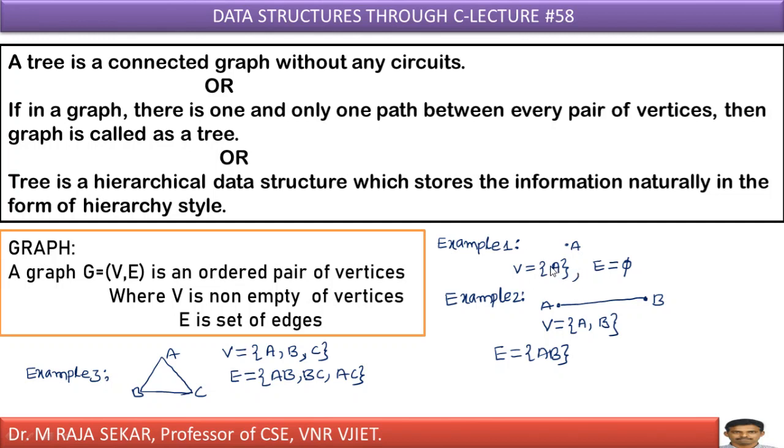I can say every tree is a graph. A graph need not be a tree. For example, this one is a graph but not a tree. Why? Because according to the definition, you have a set of vertices A, B, C, and a set of edges AB, BC, CA. It's a graph. Of course, it cannot be a tree. Why? Because there is a closeness here. If you have closeness, it cannot be a tree, isn't it?